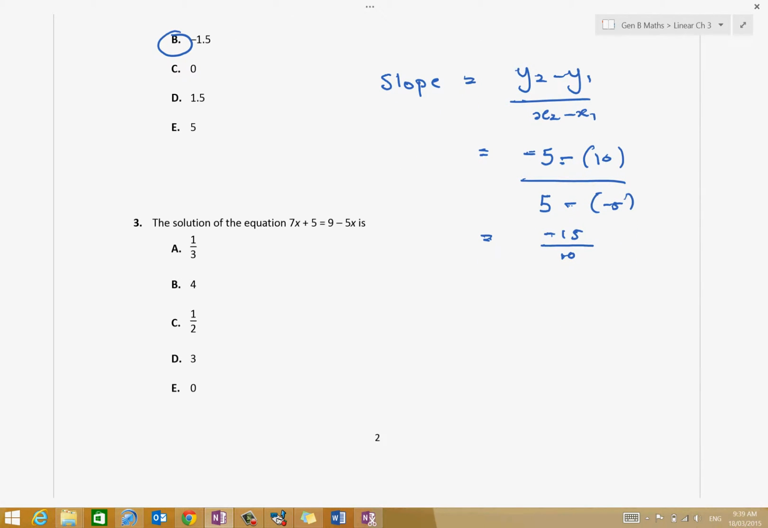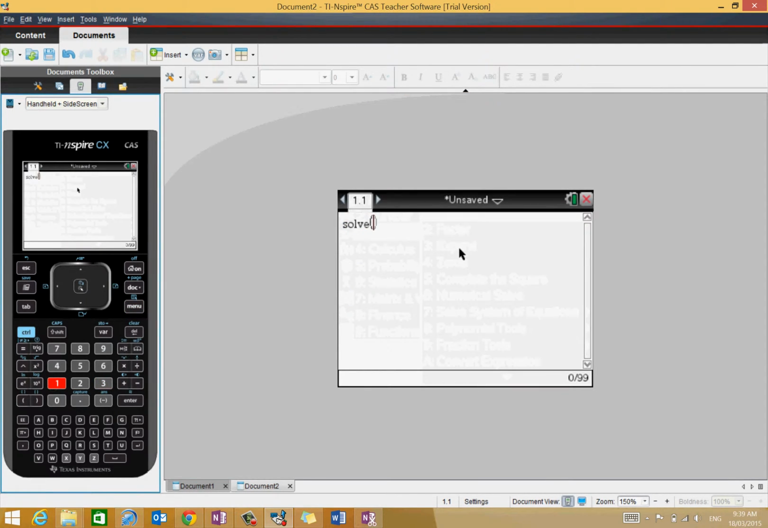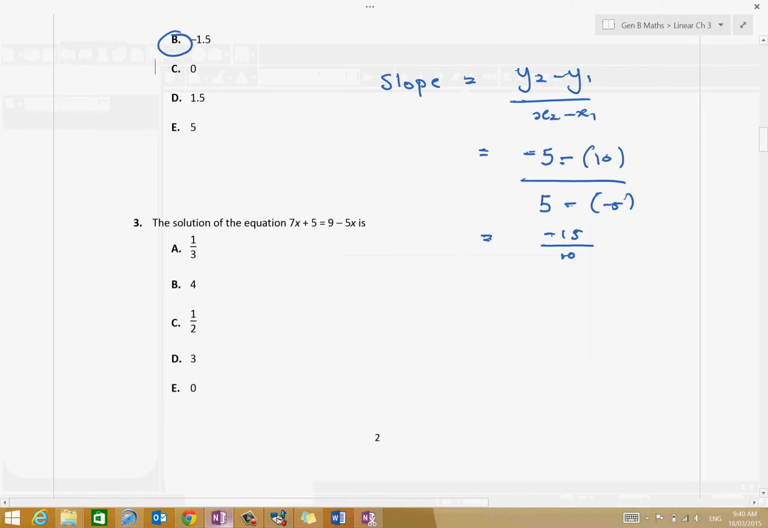Solution to this equation. Now, we could do our CAS calculators if you like, but generally speaking, well, 7x plus 5 equals 9 minus 5x. How do we do that? Menu, 3, 1 for solve. What's the equation? 7x plus 5, is it? Is equal to what? 9 take away 5x. And what are we solving for? Solving with respect to x. That's going to give me an answer of a third. Or you could have done it by hand, but let's face it, you got your calculator. Answer's A.